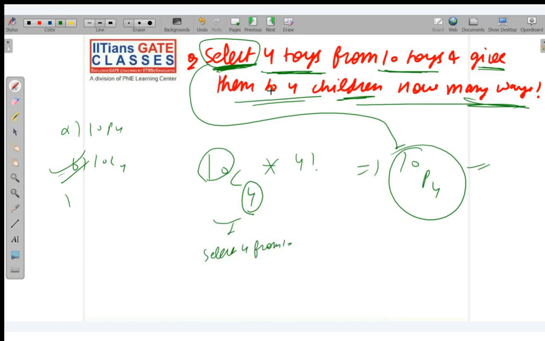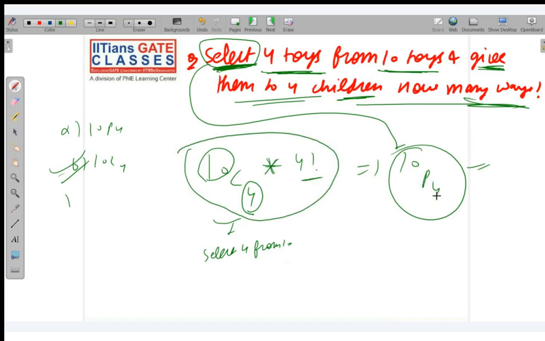Select 4 from 10 and give them to children. And what does that mean? Your work is not yet over, so you have to give them to children also. So multiplication will come into the picture. Then give them to 4 children. Obviously 4 toys, 4 children, you want to arrange them. So 4 factorial. Finally, mathematically I have shown you 10c4 into 4 factorial is nothing but 10p4.